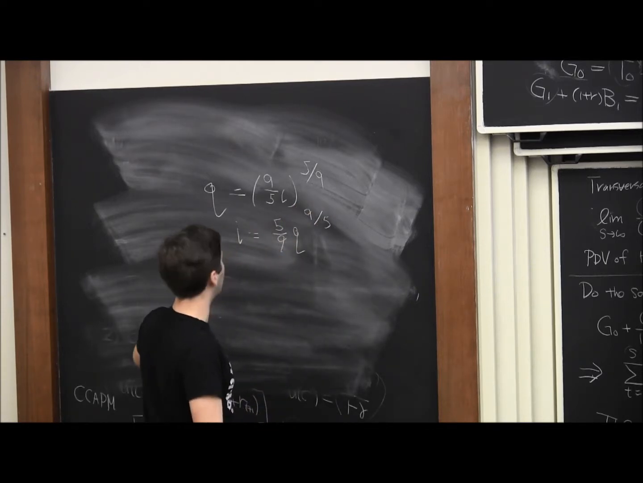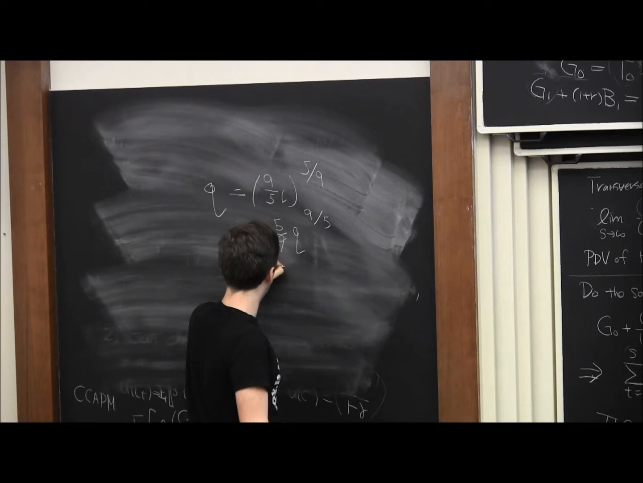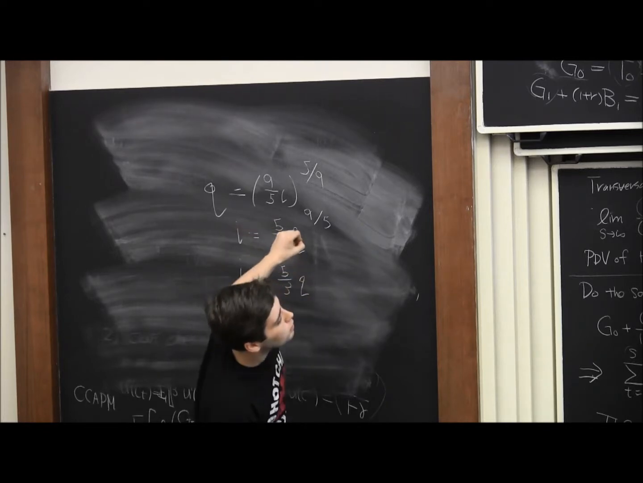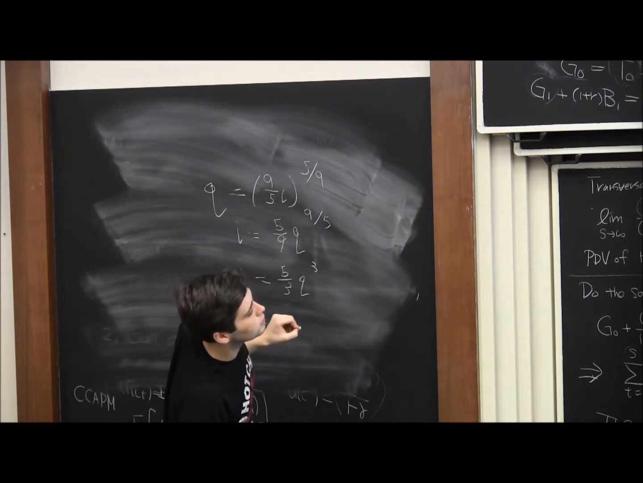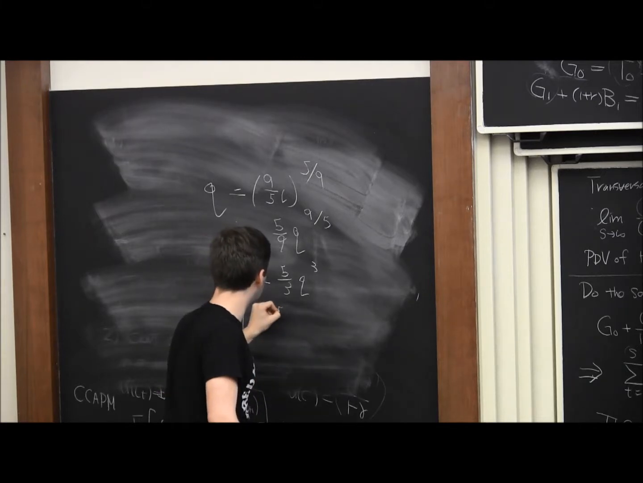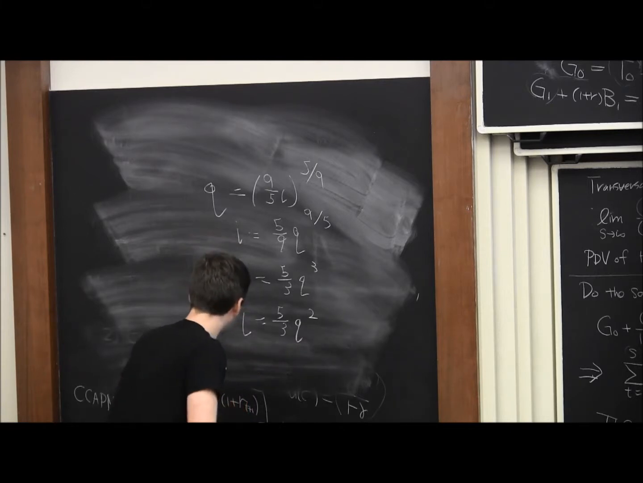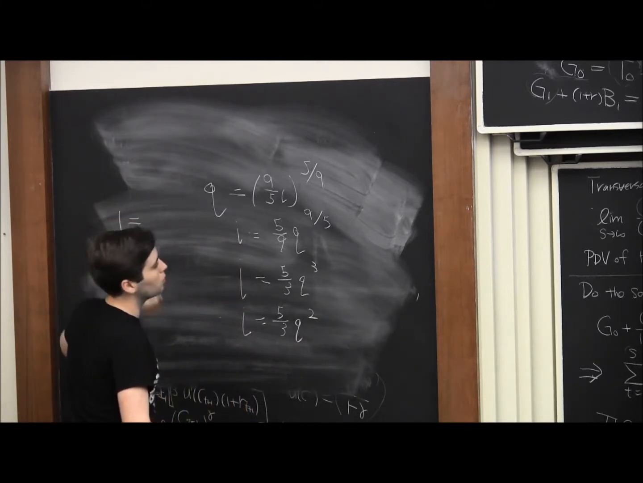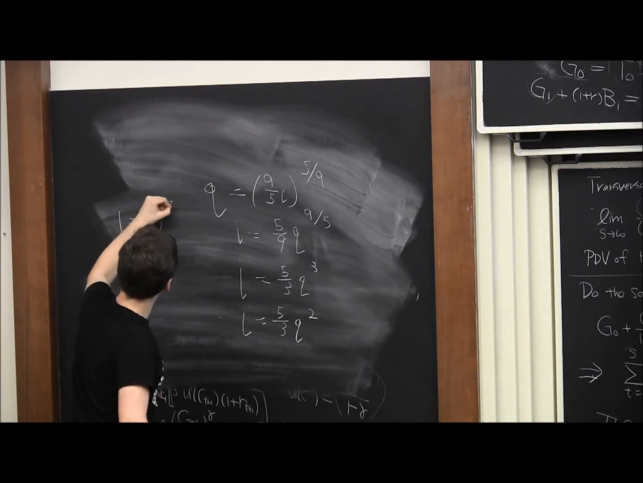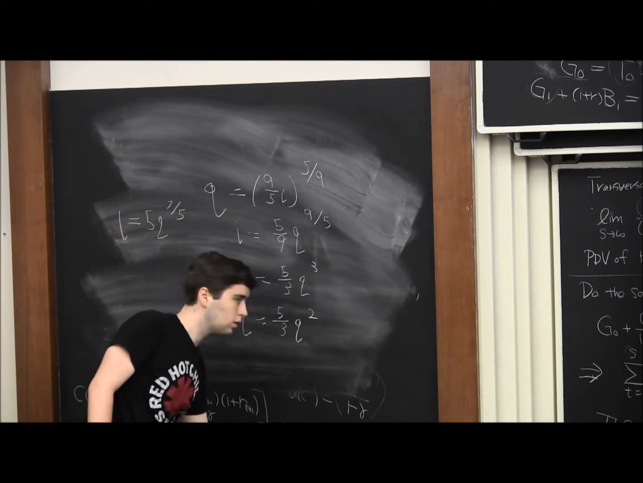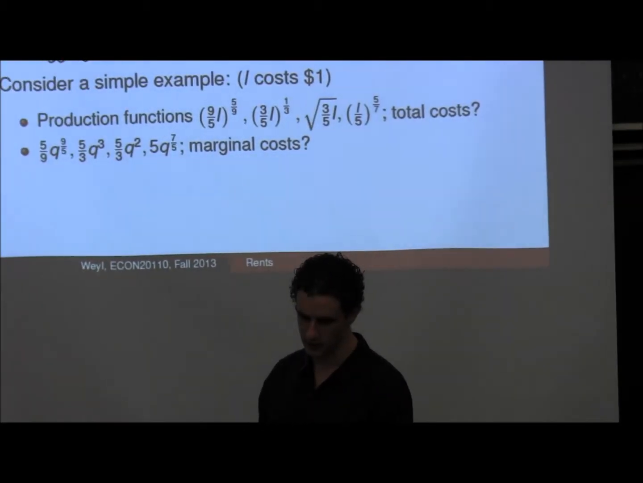Okay. Then for the next one, I equals 5/3 Q cubed. Then for the next one, I equals 5/3 Q squared. And then for the last one, I equals 5Q to the 7/5. Very nicely done. Okay, so that's exactly what he just did.